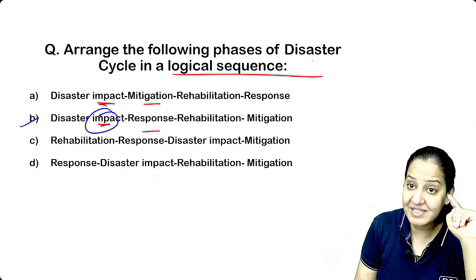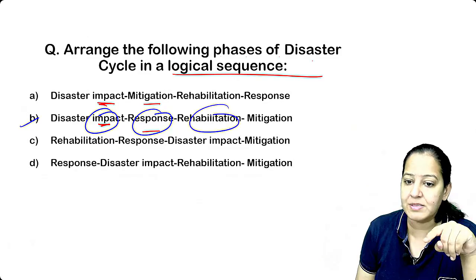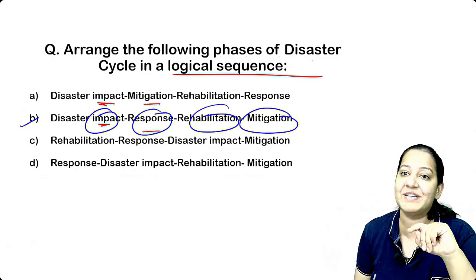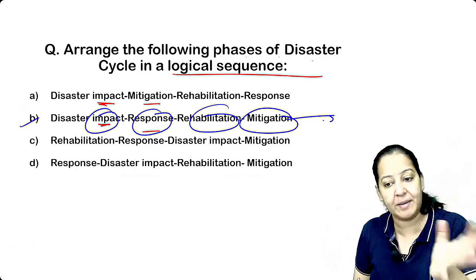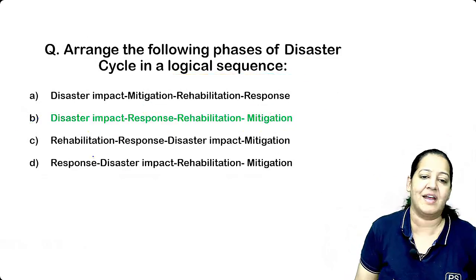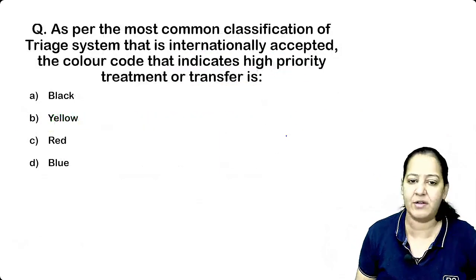First there is impact, followed by response, followed by rehabilitation, and finally it's mitigation. Mitigation is the preparedness for the next time, the last thing. So B is correct. You have to learn the sequence. Many times you get a question on sequence.